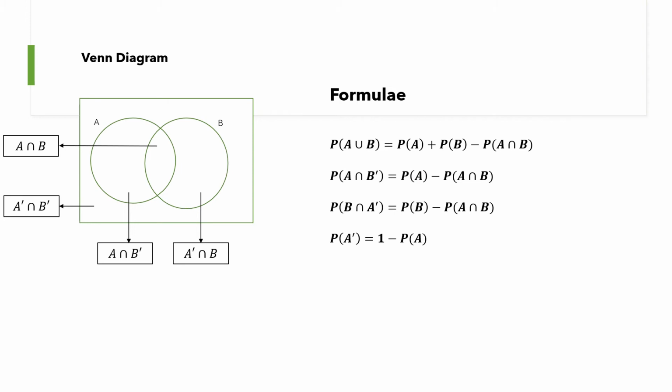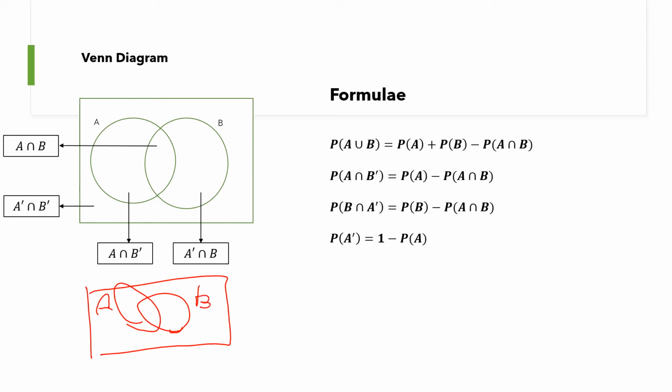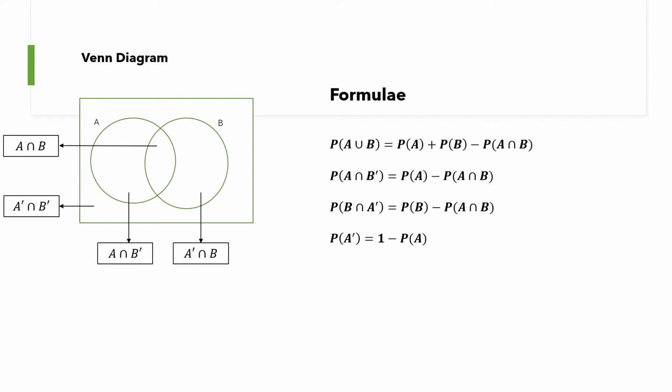Venn diagram. The picture on the left hand side is the Venn diagram, and it is very easy to draw. You just have to draw a big square, and then you draw 2 circles intersecting each other, and you list down event A, event B. So that's all. It is very easy to draw and very helpful when you are going to answer the question. And the formula is also very important. You have to memorize all of these formulas.